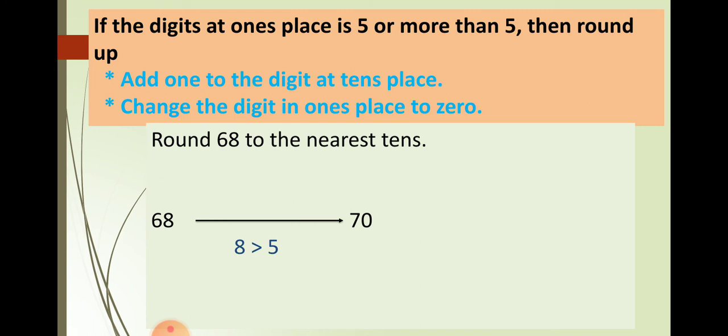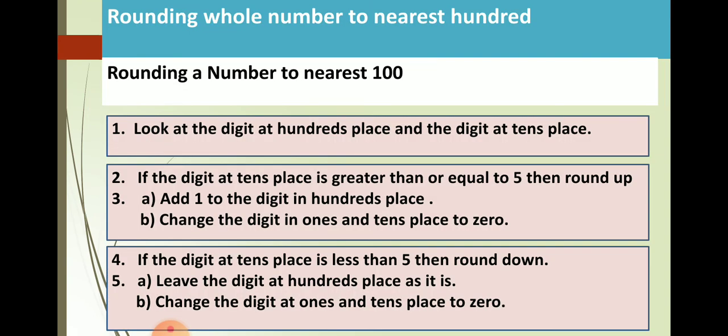Now if the digit at ones place is 5 or more than 5, then round up. Add 1 to the digit at tens place. Change the digit in ones place to 0. Now here is the example. We have to round 68 to the nearest tens. So students, the digit at ones place is 8, which is more than 5. So we will add 1 to the digit at tens place, which becomes 7, and the digit at ones place will become 0.